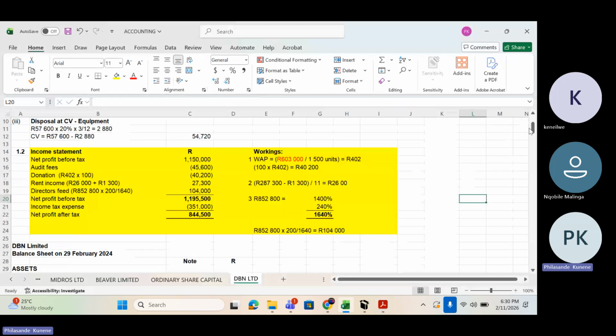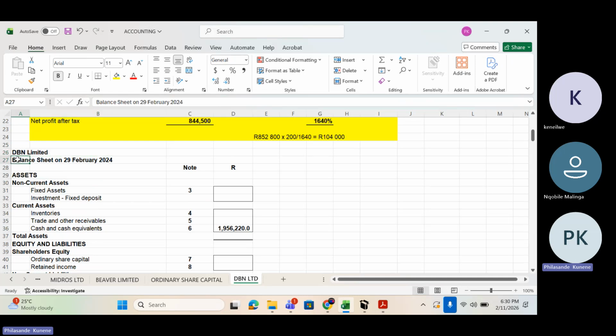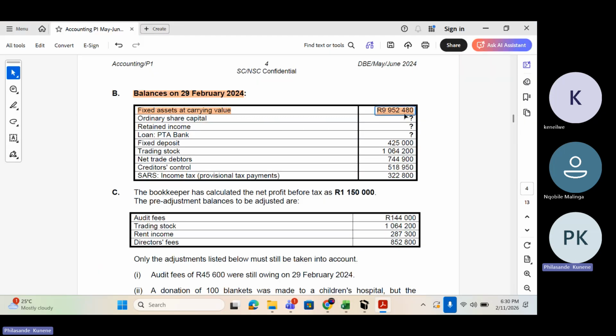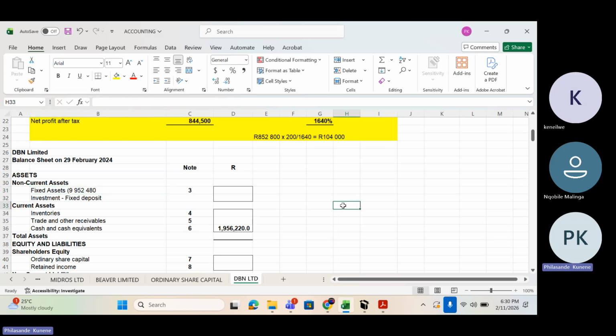So which means now I need to go straight to my balance sheet. Here it is: DBN Limited, balance sheet on 29 February 2024, with assets, non-current assets. For my fixed assets, I'm just going to open brackets there and say 9,952,480. Why am I doing this? Just in case I have to subtract something or add something. We will see as we carry on with our information.